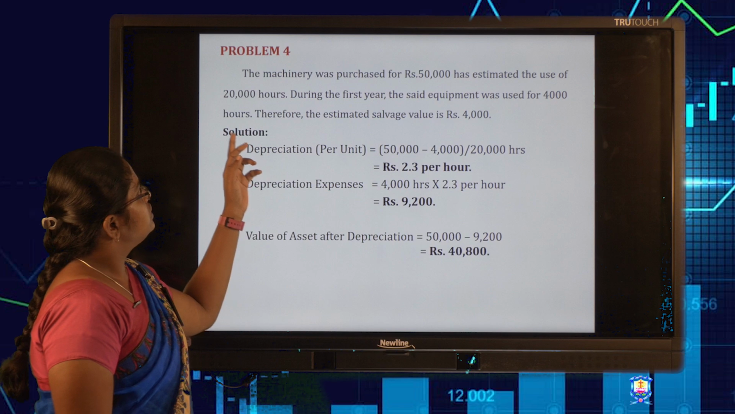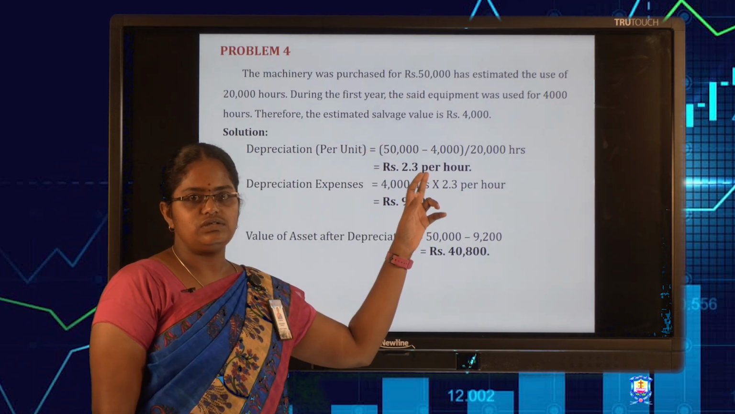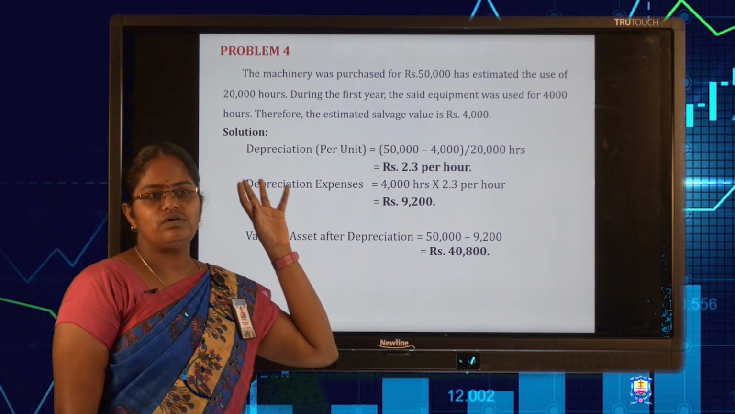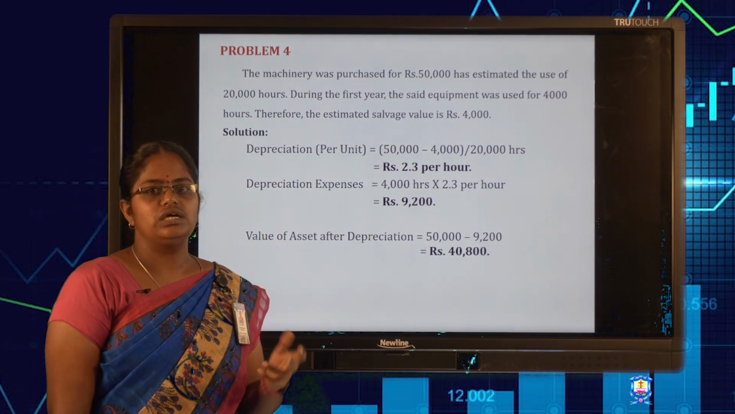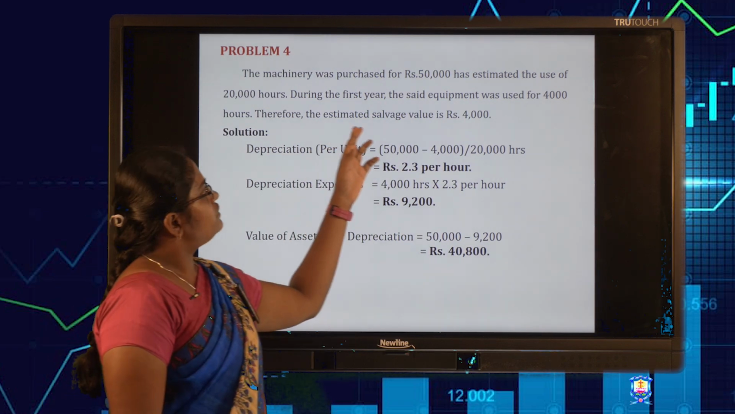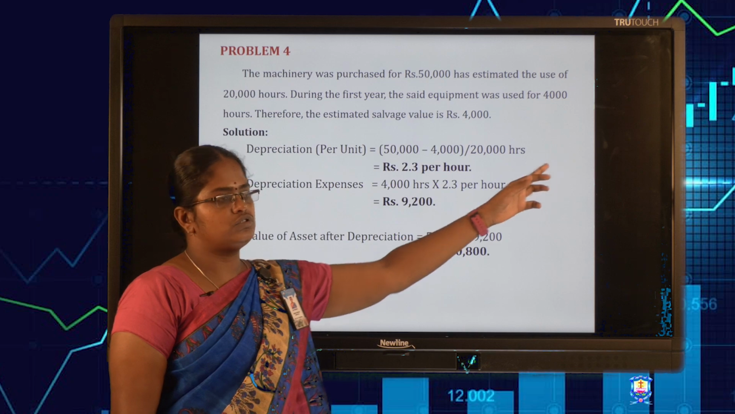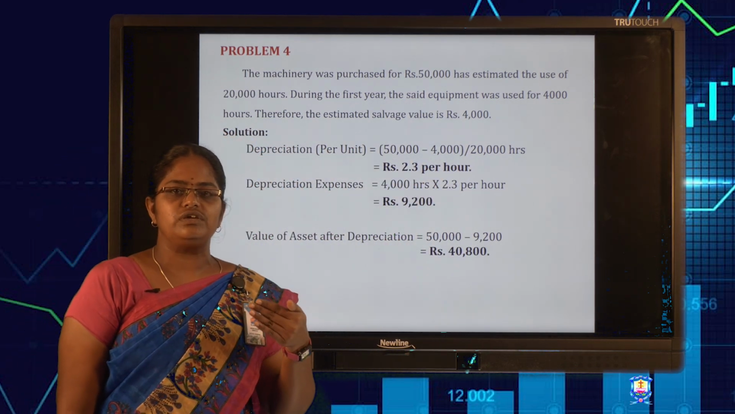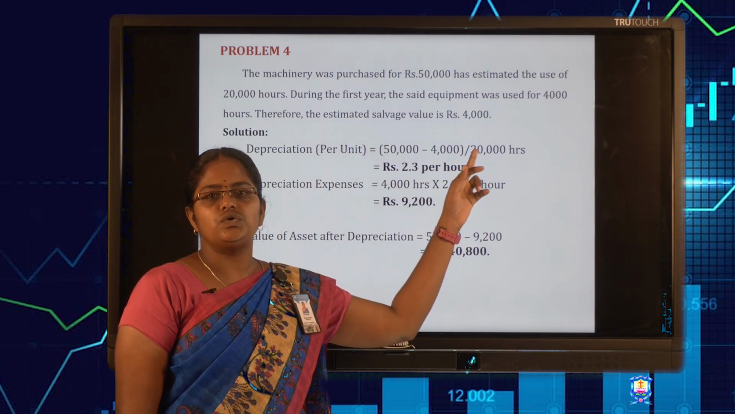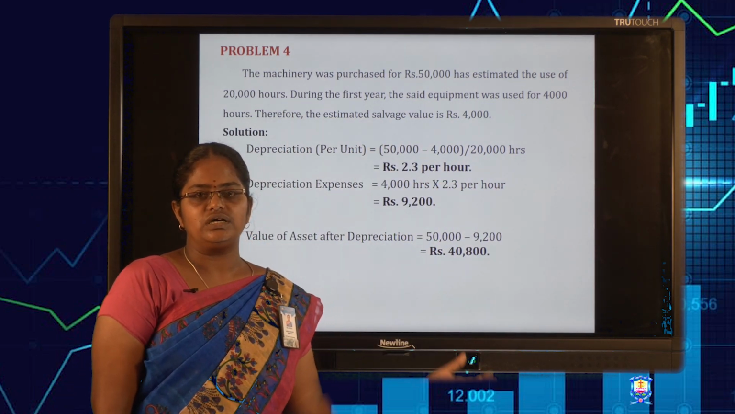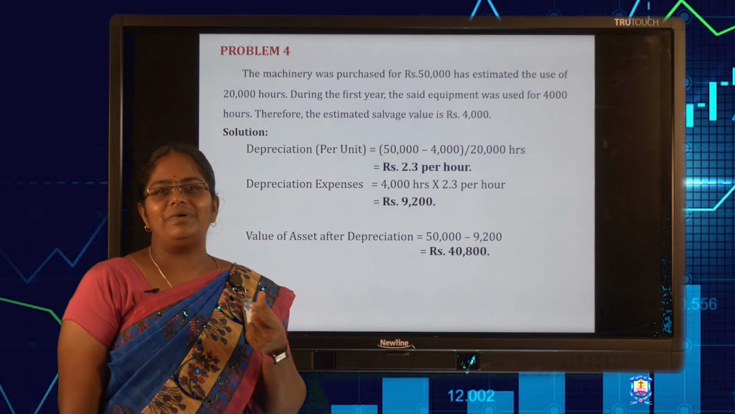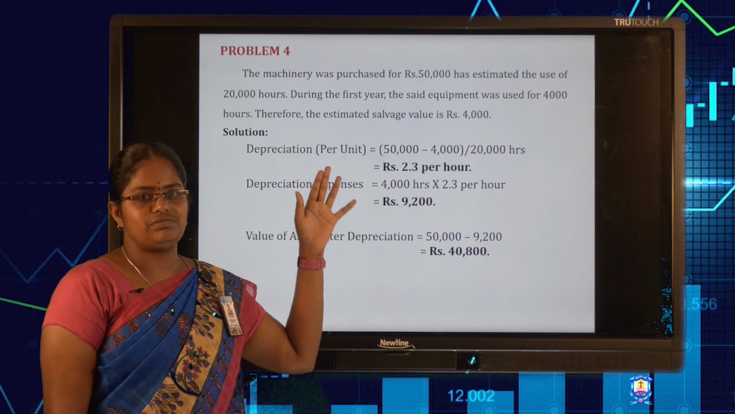The problem is, machinery was purchased for 50,000, the cost of machinery is 50,000, and has estimated use of 20,000 hours. That particular machinery was used during 20,000 hours. In the first year, said equipment was used for 4,000 hours. Therefore, the estimated salvage value is 4,000, and at the end of the year, the salvage value is 4,000. Now, we calculate depreciation amount per unit, because it is unit cost method.